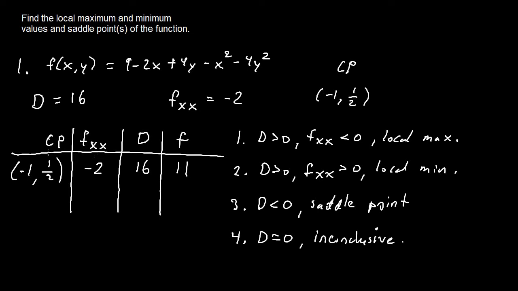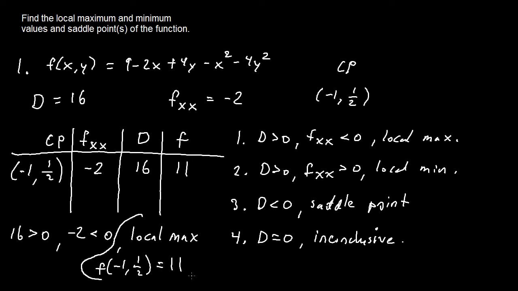So using the chart we have here, 16 is our d value. 16 is obviously greater than 0. Now f sub double x we have is negative 2. Negative 2 is less than 0. So this tells us that we have a local max at the critical point negative 1, 1/2. When we plug into the function, we get the value of 11. So this is how we write the final answer. There's a local max when we plug the critical point of negative 1, 1/2 into the original function, and when we do so, we get a value of 11.